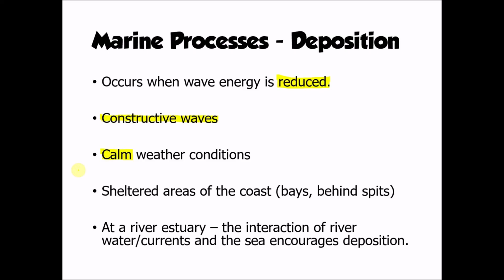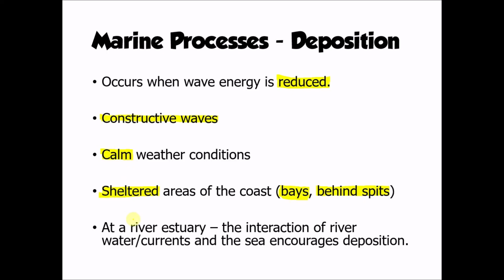We also experience those calmer weather and sea conditions in sheltered areas of the coastline. So this might be places like a bay, because as a result of wave refraction, the energy of the waves in the bay is less than it is on the headlands. Or perhaps things like spits can act as a barrier to the waves, and the area behind the spit is going to be very sheltered and protected from the oncoming waves and the wind.